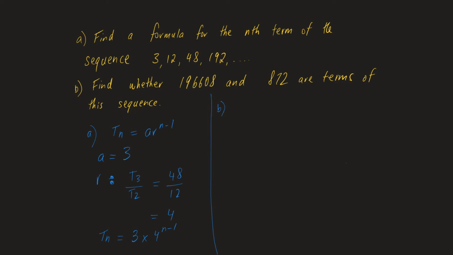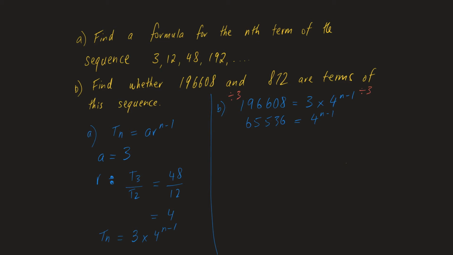Now for part B. We need to find whether 196,608 is part of this sequence. So I will substitute 196,608 in for my Tn, the nth term: 196,608 equals 3 multiplied by 4 to the power of n minus 1. Now if I divide both sides by 3, that gives me 65,536 is equal to 4 to the power of n minus 1.